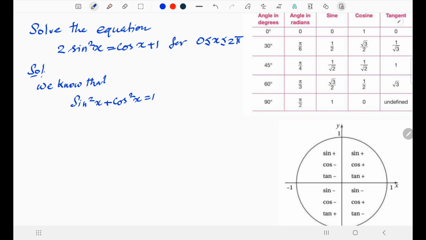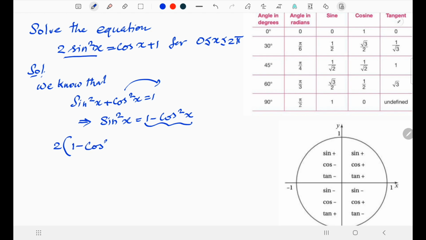Sin square x plus cos square x equals 1, which implies sin square x equals, bring to other side, 1 minus cos square x. Okay, substitute this into the given statement. So what is the given statement? 2 times sin square x. So that means 2 times 1 minus cos square x equals cos x plus 1.